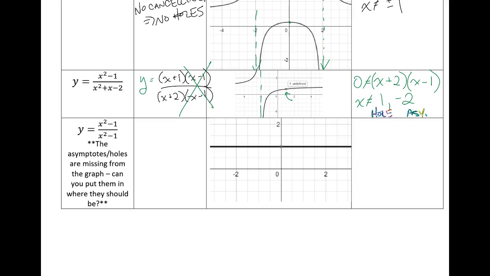For our last example, if you want to pause right now and give it a shot on your own, you can definitely do that. I would encourage you to give it a go just in terms of practicing your factoring skills and predicting. So again, pause the video now and give this last one a shot on your own.